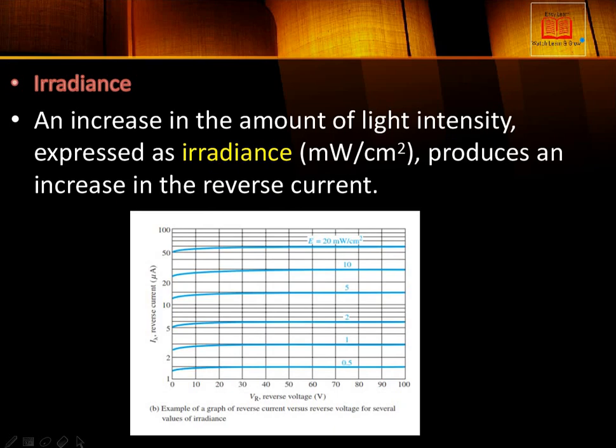Here also, reverse voltage versus reverse current in microampere: you can see that, for example, at 10 reverse volts there is 1.4 microampere current at 0.5 intensity. But when intensity is increased, for the same 10 volts, the current is increased to 2.5. And again at 10 volts, if the light intensity is increased, you can see that due to the irradiance, meaning the intensity of the light, the current is increasing.